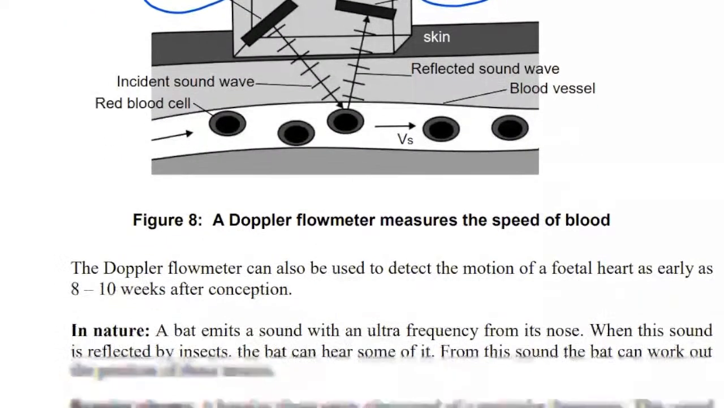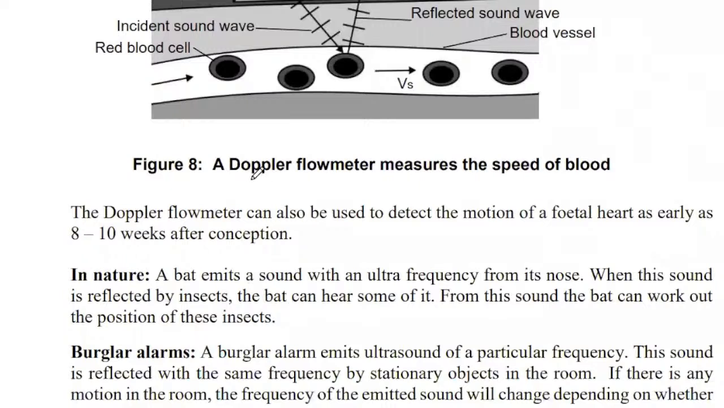Okay, then we're saying that a Doppler flow meter can also be used to detect the motion of the heart of a fetus as early as 8 to 10 weeks. Ladies that are pregnant, when you go for your scans, whatever technology is used today is basically the Doppler effect.